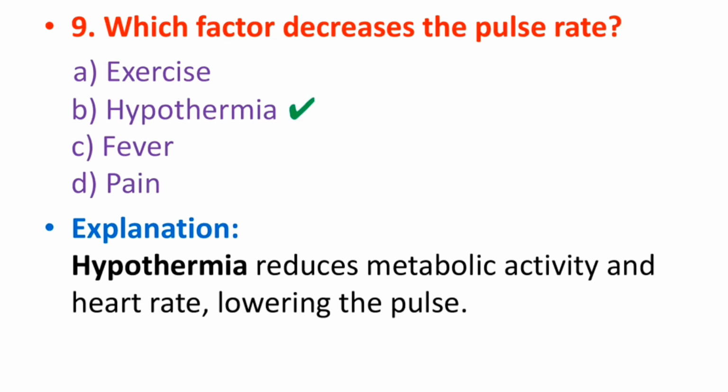Which factor decreases the pulse rate? Option A, exercise, option B, hypothermia, option C, fever, option D, pain. The correct answer is option B, hypothermia. Hypothermia reduces metabolic activity and heart rate, lowering the pulse. Hypothermia decreases the pulse rate.